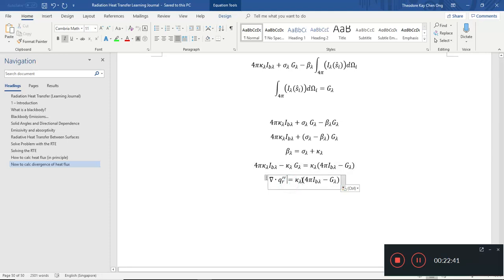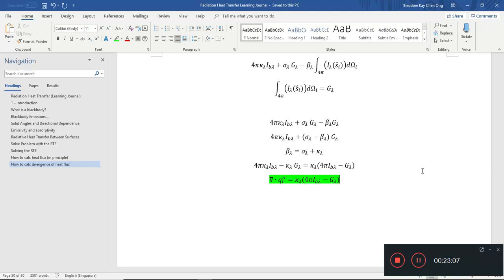Now, of course, I b lambda is relatively easy to calculate if we know the temperature. G lambda is a little more challenging to calculate, but at least we have some very simple looking equation here to describe the total heat output from a unit volume dV for our participating medium.